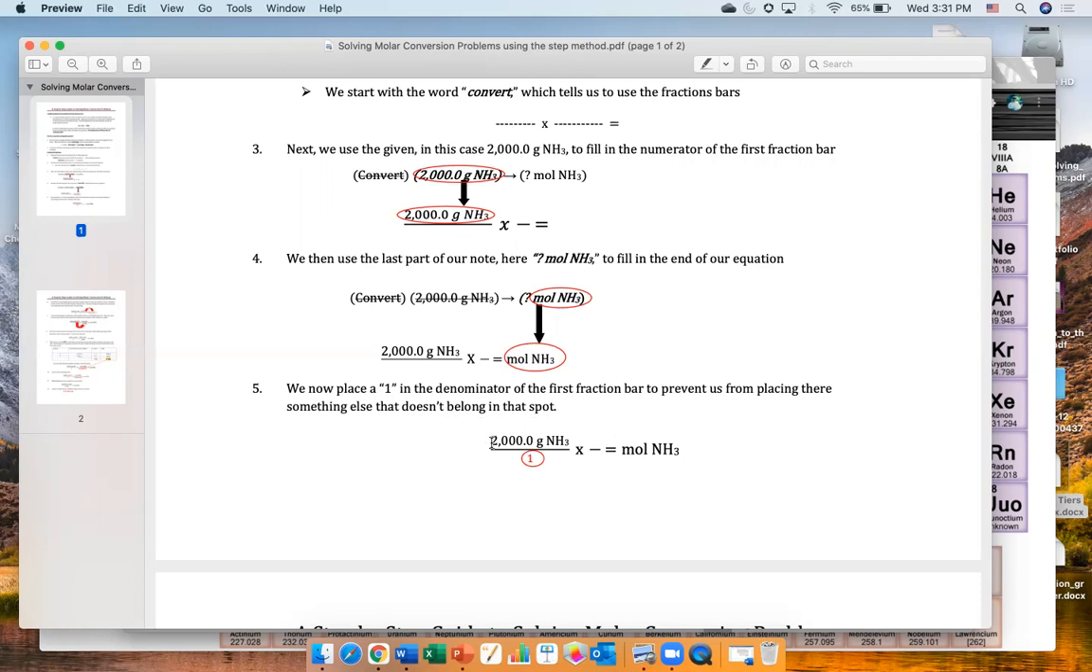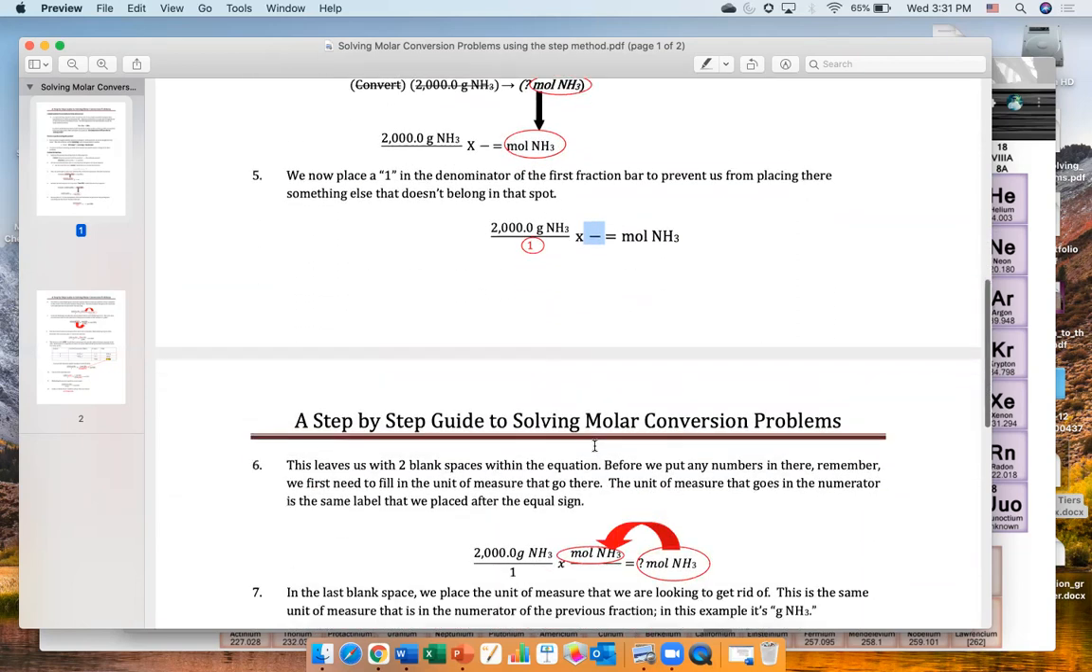So now look what's happened. Our first fraction bar is already filled in. We have an ending to our equation. We know what units of measurement we want to end in. I just have 2 blanks left in this equation, and all of a sudden I've got an equation. So let's see how we fill in these last 2 parts.